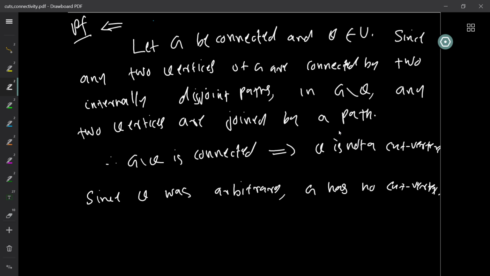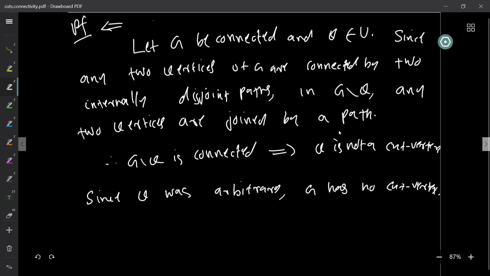So the first part of the proof is again here, right? We have a connected graph, and any two vertices are connected by two internally disjoint paths is given. So in G minus B, where B is any vertex, there will be a path between the vertices that we are considering. Therefore, G minus B is connected, and therefore V is not a cut vertex. Since V was arbitrary, we pick any vertex V, we know that no vertex is a cut vertex. That is the proof of the first part.